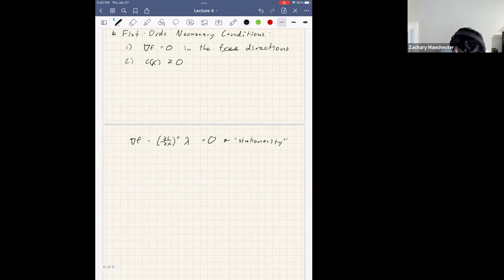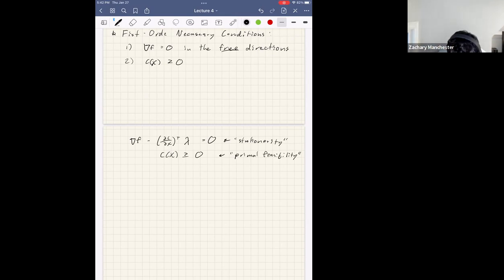The next one is just like before, but an inequality now instead of an equality: c of x greater than or equal to 0. And this is called primal feasibility. We know what feasibility means: it's feasible with respect to the constraints, it's not violating the constraints. Primal refers to the x variable, in contrast to dual, which refers to the Lagrange multiplier lambda variables. So that's where that comes from.